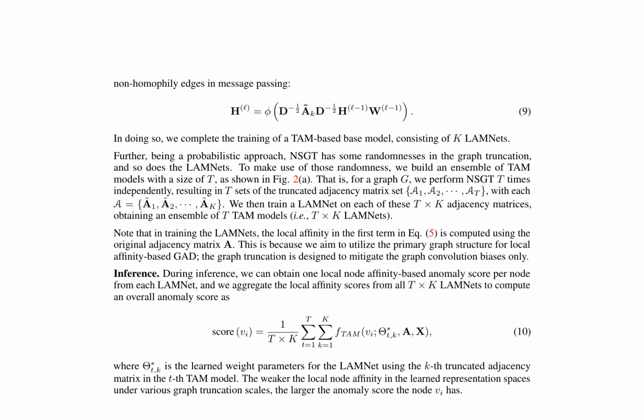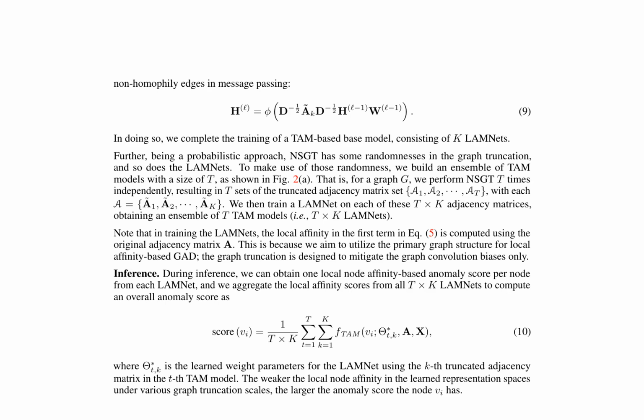This research paper presents a novel approach to graph anomaly detection using a probabilistic graph truncation method, called normal structure-preserved graph truncation, NSGT, and its integration with the LAM-net model. The proposed model, named Truncated Affinity Maximization, TAM, leverages the strengths of both NSGT and LAM-net for effective anomaly detection in graph-structured data. The paper begins by introducing the concept of non-homophily edges in message passing, which are essential for mitigating the graph convolution biases inherent in traditional graph neural networks.